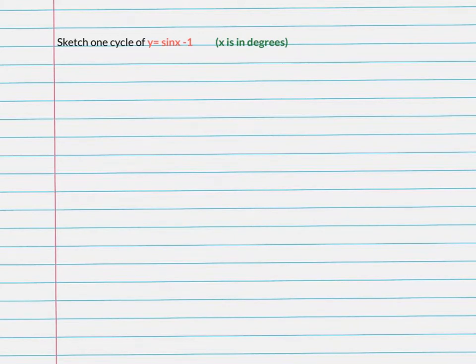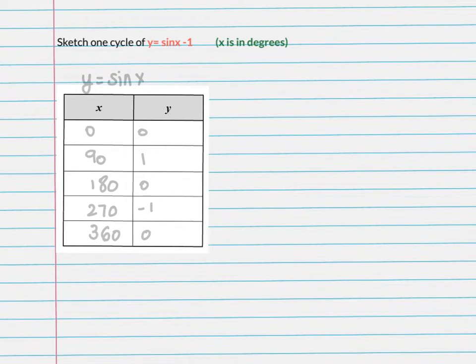Another example, y equals sine x minus 1. X here is in degrees. As you can see as well, we have a vertical translation 1 unit downward. We will start from the table of values of the parent function y equals sine x. Since we have a vertical translation downward by 1 unit, only the y values are going to change by subtracting 1. So minus 1 from each y value of the parent function.